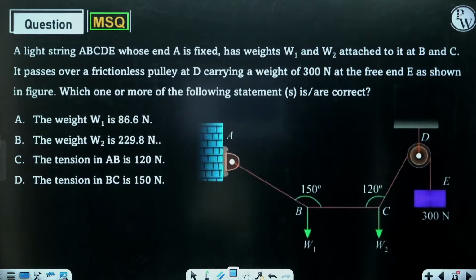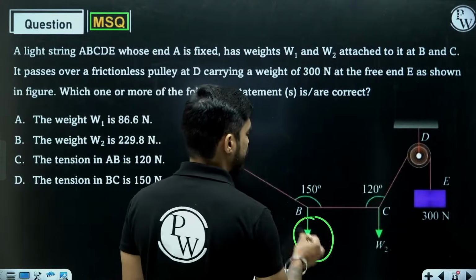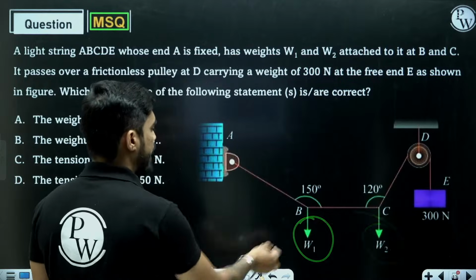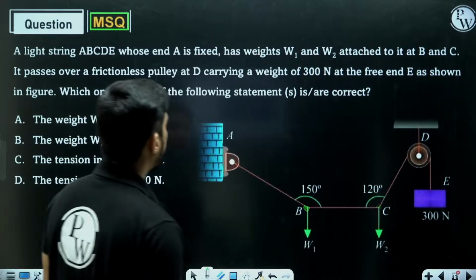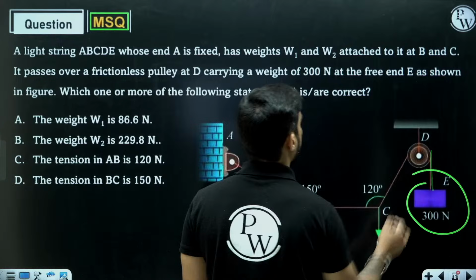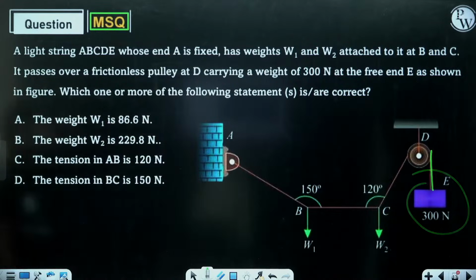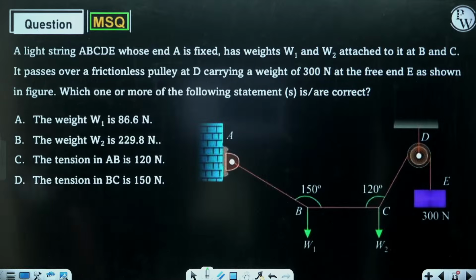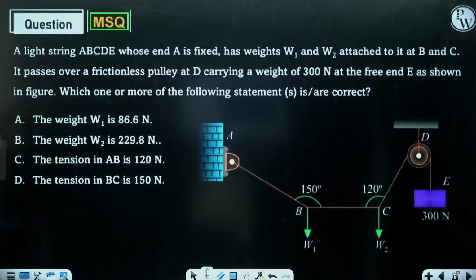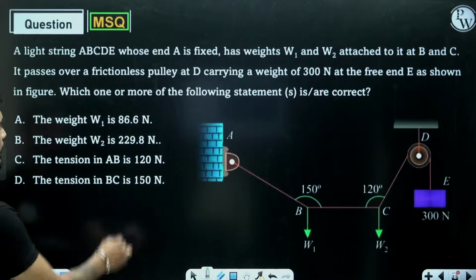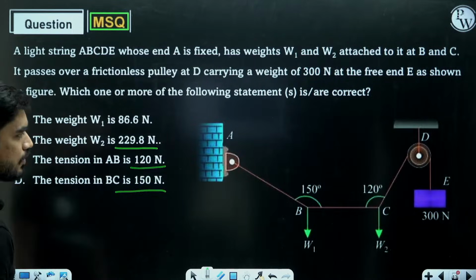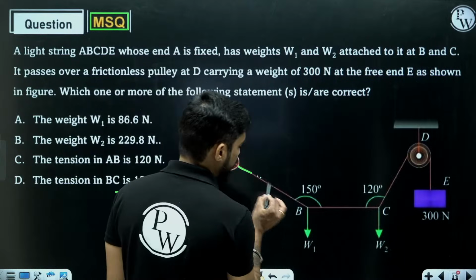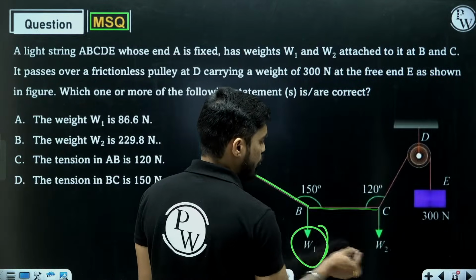A light string ABCDE whose end A is fixed has weights W1 and W2 attached to it at B and C. It passes over a frictionless pulley at D carrying a weight of 300 Newton. Which one or more of the following statements is or are correct? The weight W1 is 86.6 Newton, weight W2 is 229.8 Newton, tension in AB is 120 Newton, tension in BC is 150 Newton. So what they are asking you to calculate is tension in this, and W1 and W2.